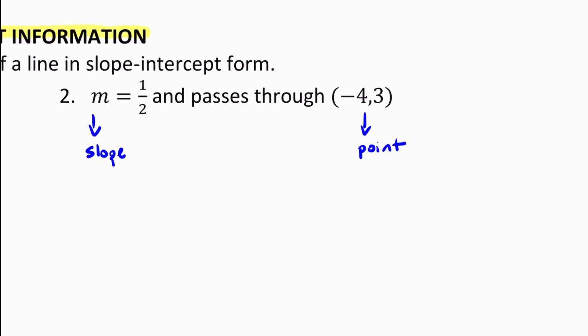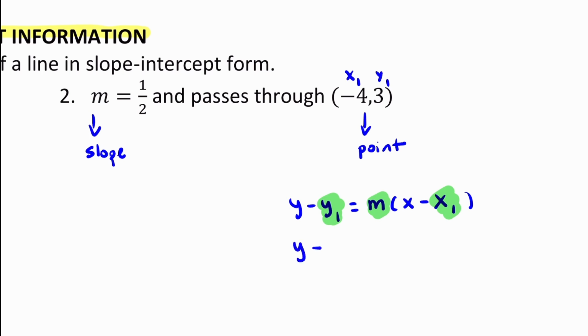So let's write our point-slope form, which is y minus y1 equals m times the quantity x minus x1. Again, I need to replace the y sub 1, the slope, and x sub 1. This (-4, 3) is my point, so I'm going to say that -4 is x sub 1, and 3 is y sub 1. So I have y minus y1, which is 3, equals m, which is 1/2, times the quantity x minus -4, because x sub 1 is -4.